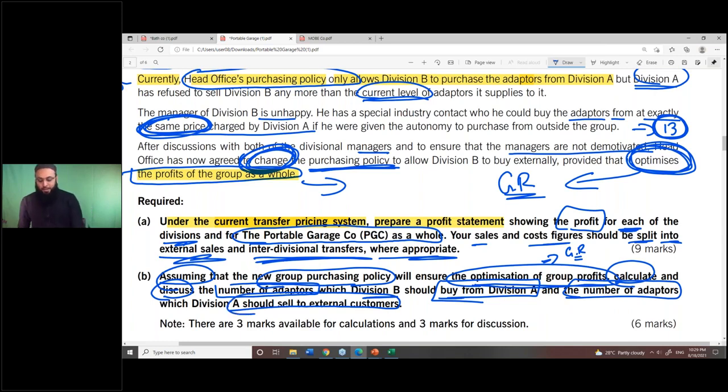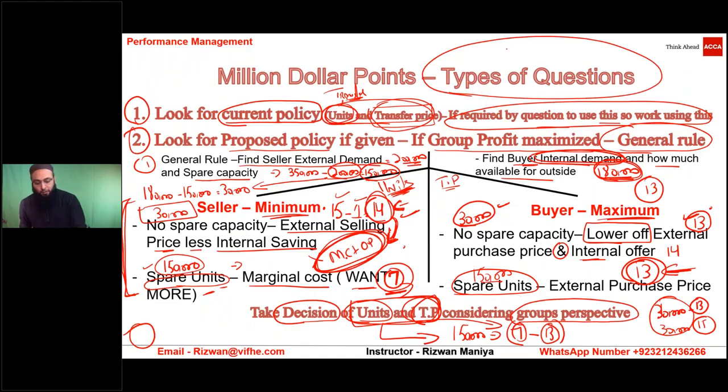So you need to tell what? The number of units B should buy from A, which means internal transfer. Yes or no? Group profits are to be maximized. So what are you using? The general rule. Yes or no? So if you use the general rule, you have these things in front of you. See how quickly I will get the answer. How many units will B buy from A? We already found that out. How many? 150,000.